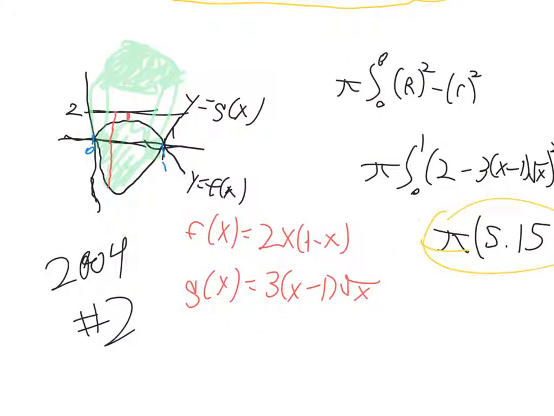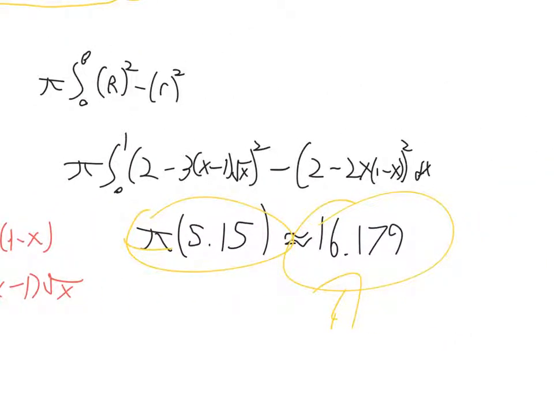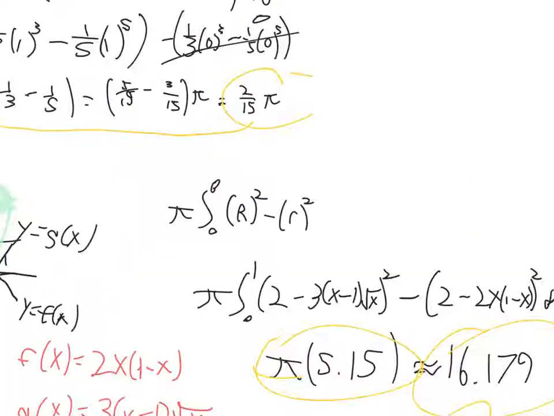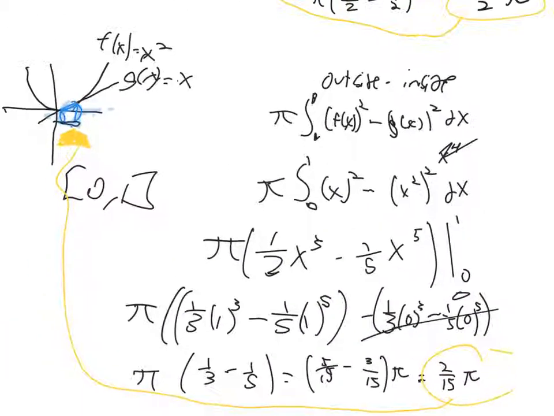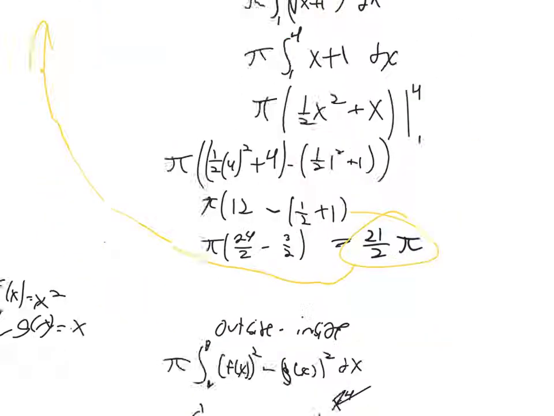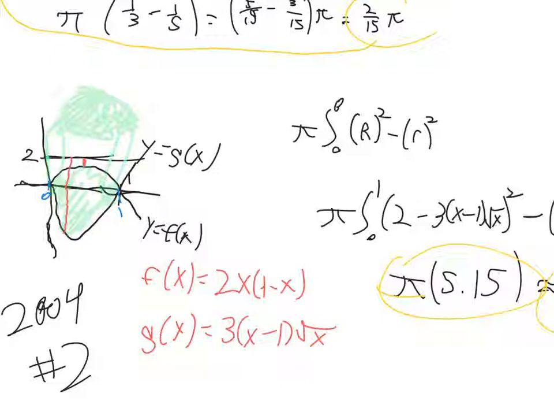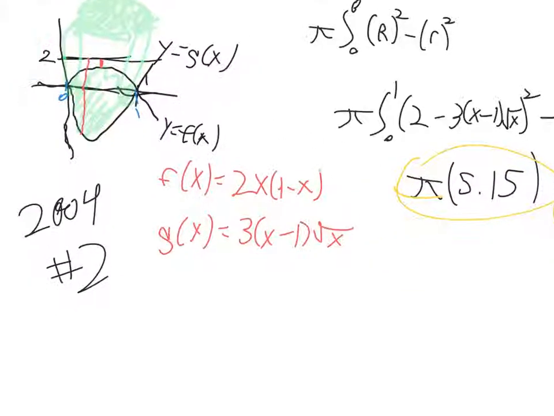That is how you would solve this problem. It's a washer method problem, but it's about a line, right? It's not just about the x-axis like this one was, or like this one was with the disk method. And so that was the disk method and washer method, and the washer method about a line.